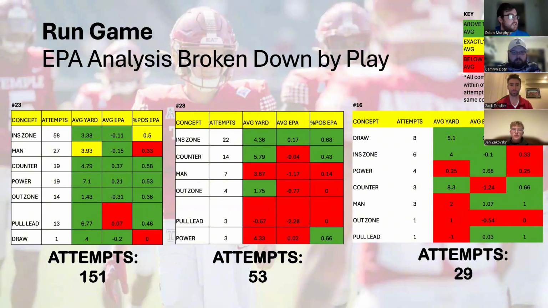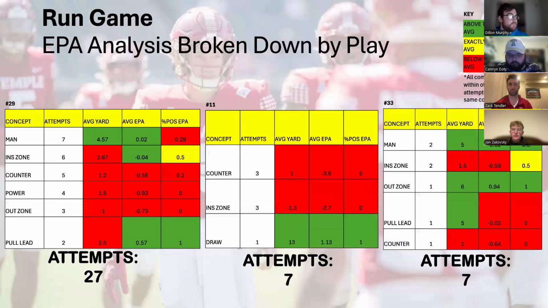Number 28, who was the second leading rusher, was the opposite: a ton of red on that chart. In his highest attempts, for inside zone, he was productive, but aside from that, he was below team average in every single row. Number 16, even though he had 24 fewer rushes than the number two rusher, was almost the exact opposite. Had green in every row, so he was hitting above average in every single concept, whether per average yard, for expected points added, or for percentage of positive expected points added per play.